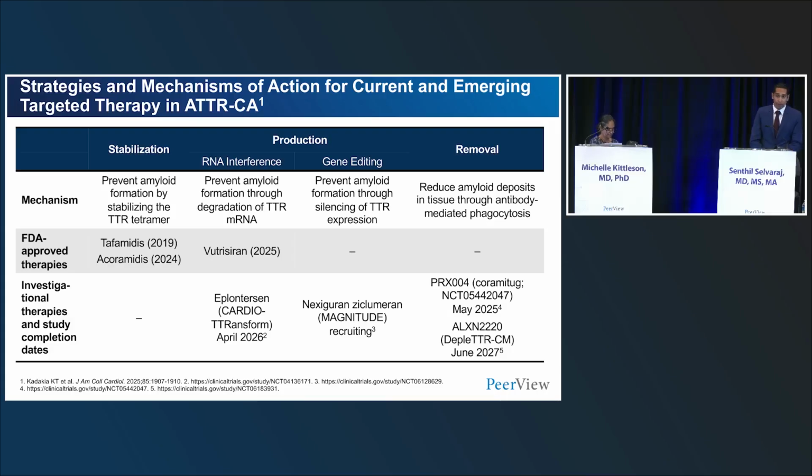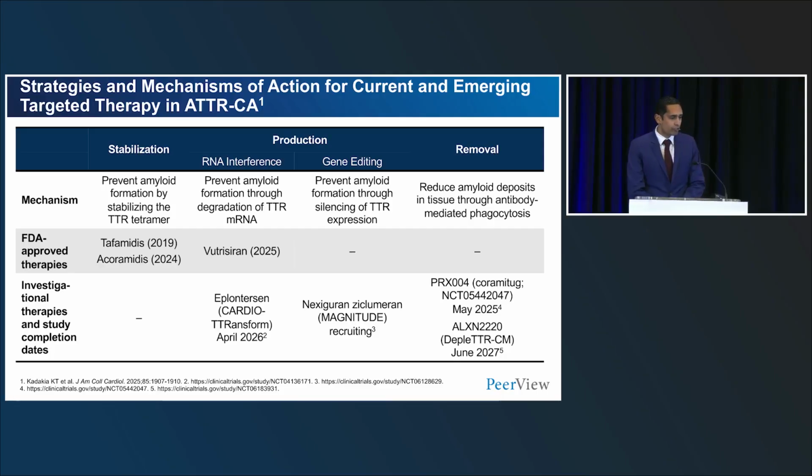So let's talk a little bit about the other therapies that are in the pipeline. We talked about tafamidis, acoramidis, and vutrisiran. Eplontersen is being studied in CARDIO-TTRansform, which is slated to read out next year. And that'll have an even higher percentage of patients who are on background stabilizer therapy. So again, we'll add more data to this void about what to do about patients in terms of potentially combining treatment options. Gene editing is a really exciting approach.